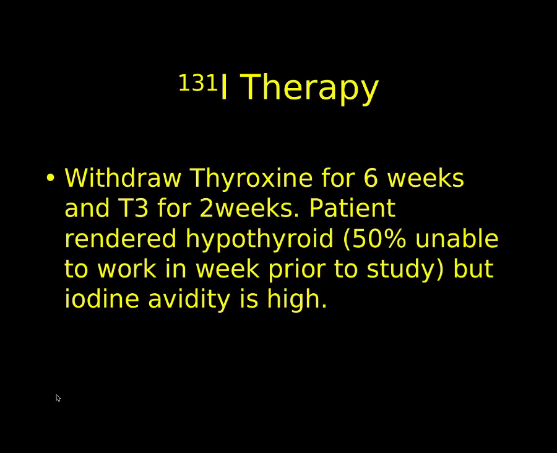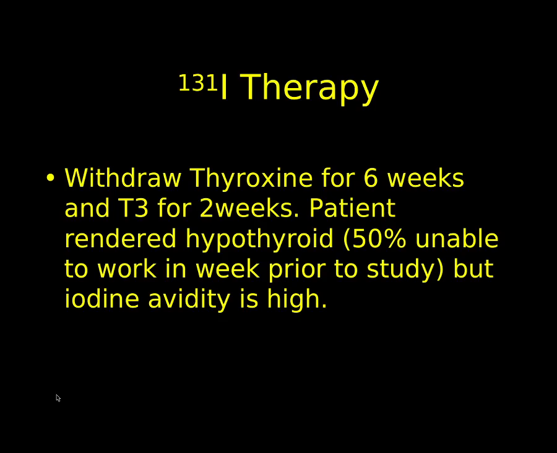So there's two ways of doing that. The first thing we can do in the classic way is to withdraw the patient's thyroxine. So you can withdraw their T4 for 6 weeks, switch them to T3, and then you can stop that 2 weeks prior to the administration of radioactive iodine. That will render the patient hypothyroid, which is very unpleasant for them. 50% are unable to work in the week prior to the study, but it does give the best results, particularly for imaging.